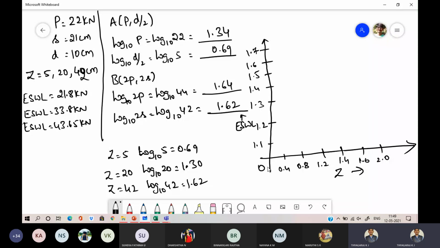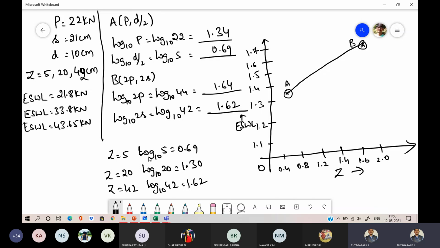What is the point 1? Point A. Coordinates of point A, that is 0.69 and 1.34. You will get the point here. So point A. Then point B, that is Z is 1.62 and Y is 1.64. So you will get the point here. Point B. So draw a straight line.